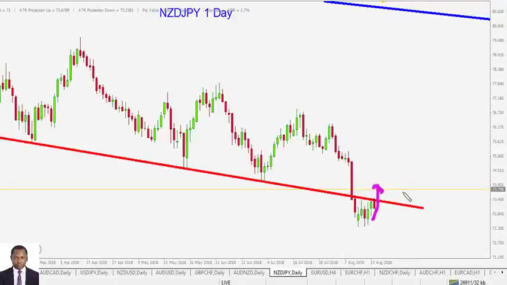The buyers are beginning to warm up for entries, to take entries or price to push to the upside, but we need to wait for tomorrow's candle. Okay, so don't click on your sell button.